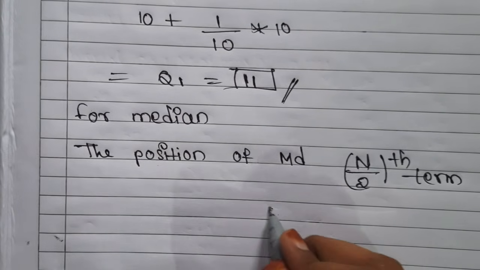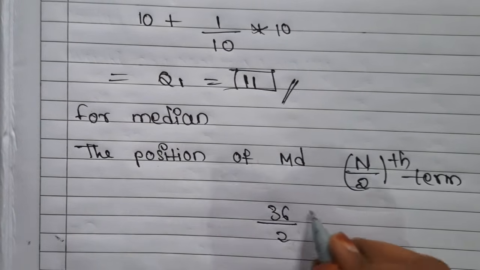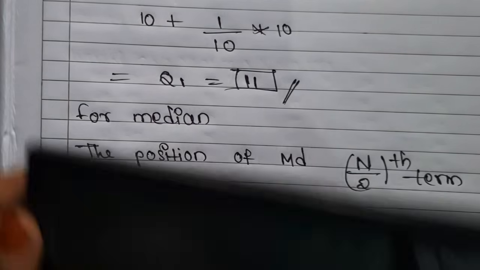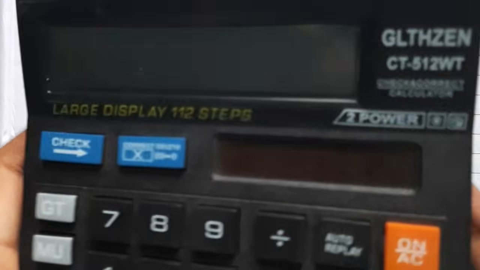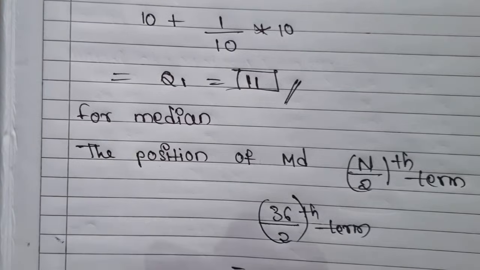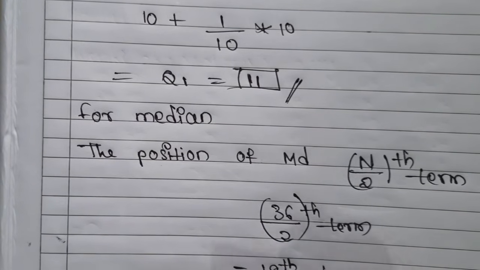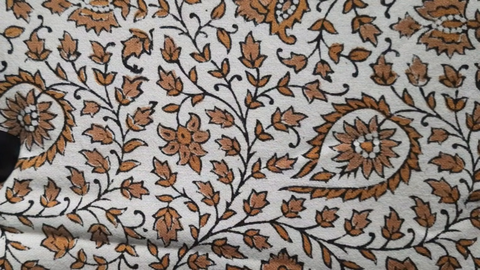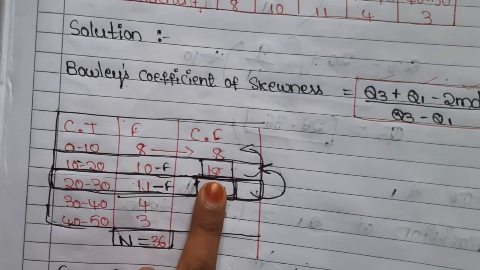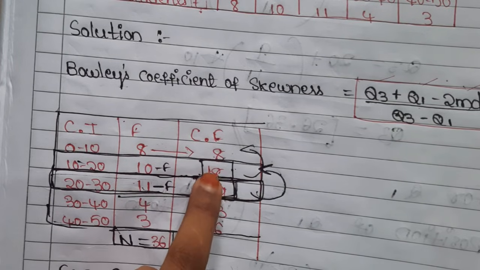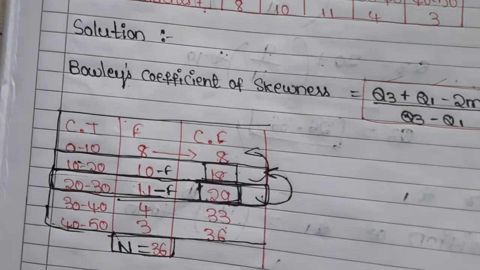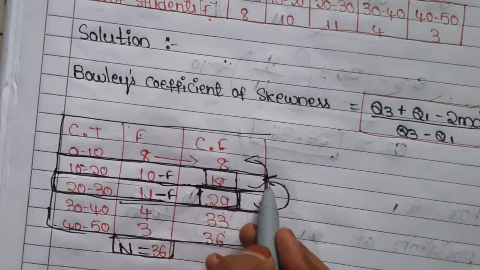N, how much it is? N is 36 by 2th term. Do the calculation. 36 divided by 2, it is 18. So here we are having 18th term. Do we have 18 in our cumulative frequency? Just have a look. Yes, we have 18. If 18 used to be not there, we used to take the greater number after the 18. But 18 is there, no, that is why here our median will also be this class only.